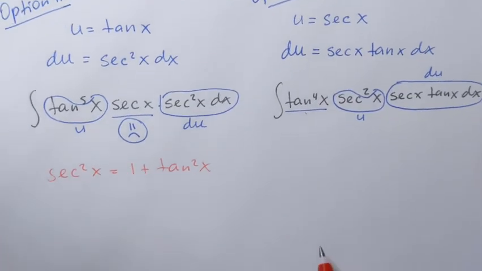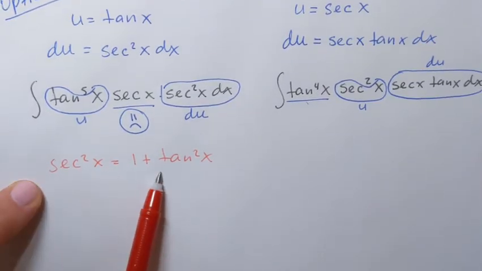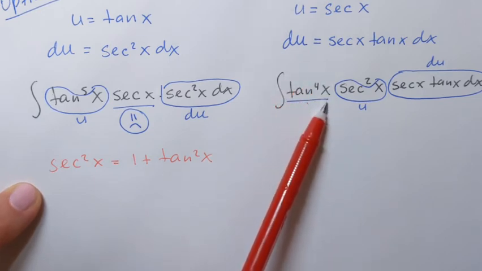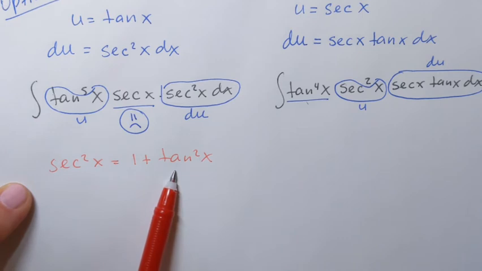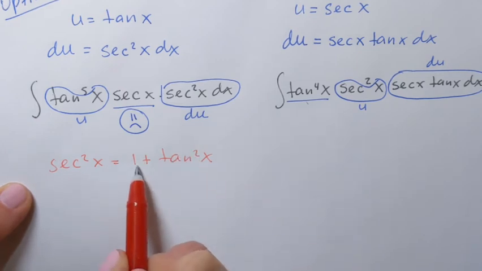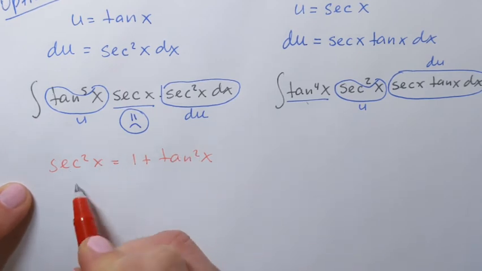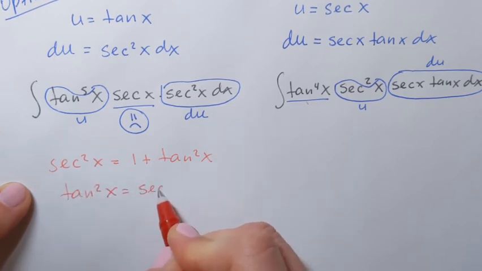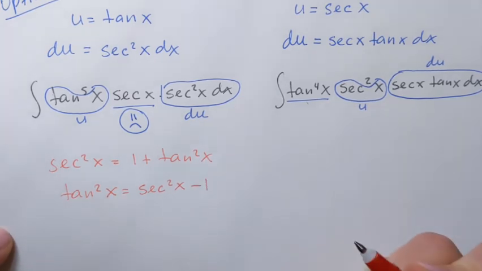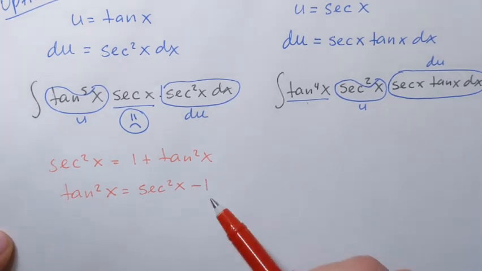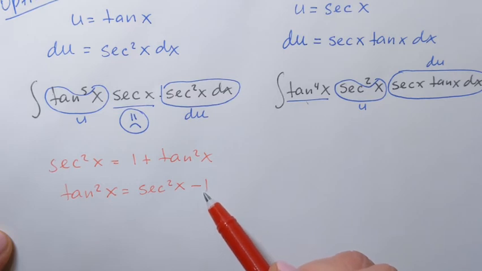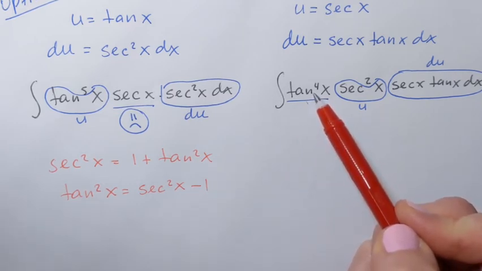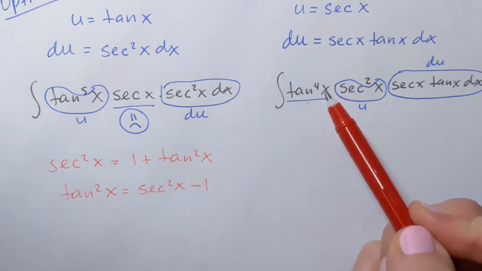Now, that's going to be the same identity, even though I want to rewrite it, right? Since I'm replacing tangent, I want to have tangent by itself in this identity. So to get it by itself, I just simply have to subtract 1 from each side. So that means that tangent squared of x equals secant squared of x minus 1, right? Okay, that's what we're going to use. But the only thing is that I don't have tangent to the second power, I have tangent to the fourth power.